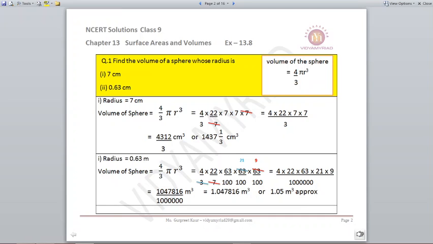In the next case, you have a radius of 0.63 meters. Now here it's 0.63, I have removed the decimal. I have taken 63 upon 100 as the radius. So using the formula, I got my answer as 1.05 meter cube approximately.